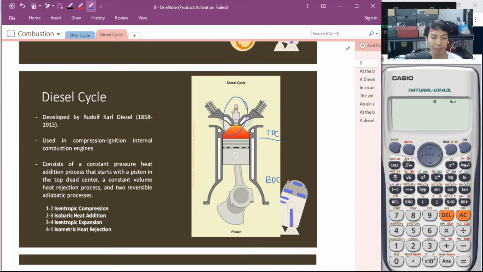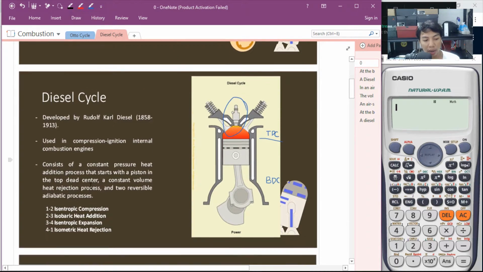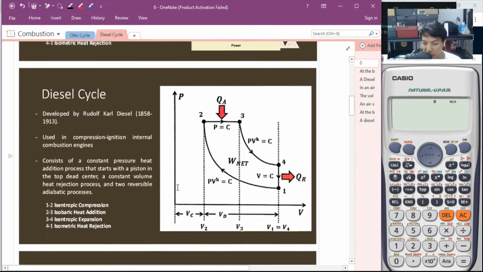Now, from 1 to 2, you will have isentropic compression. 2 to 3, you'll have isobaric heat addition, where your combustion takes place. And at point 3, the temperature and pressure are at maximum values for your entire combustion cycle. At 3 to 4, you'll have isentropic expansion where your gas will expand. Heat is then lost in 4 to 1 at isometric heat rejection, going back to 1. That is why it is a cycle.